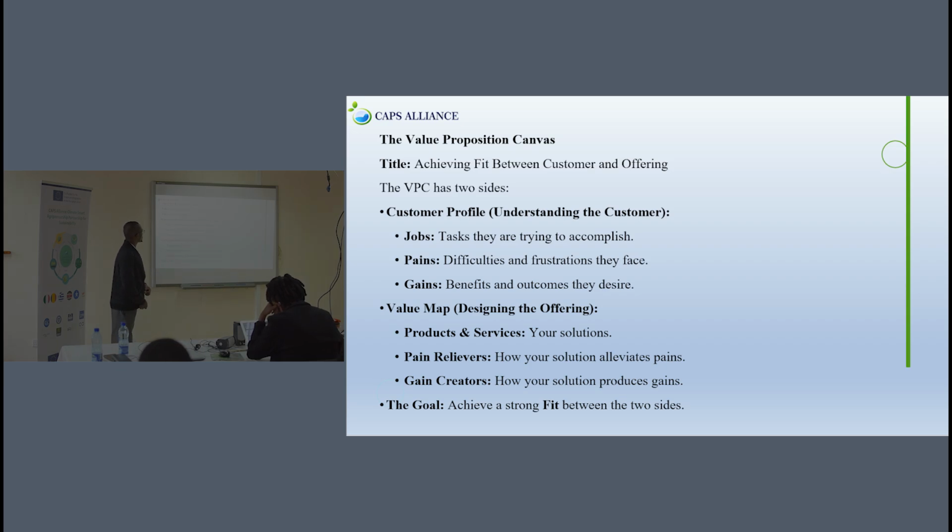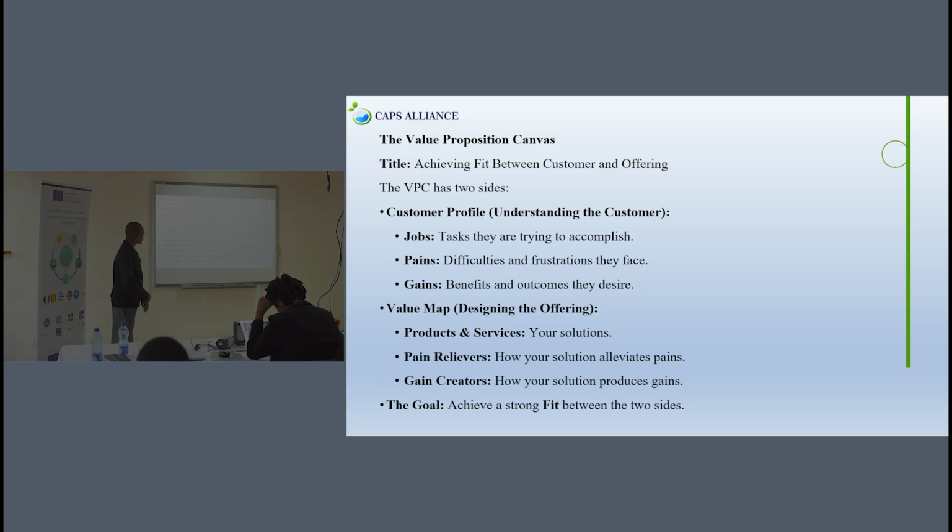Now here, the customer profile, understanding the customer. How do you understand the customer? You can give them some tasks to do as they are trying to accomplish, to see how they will accomplish some tasks. You can give them some job. So maybe, if you want to be an agripreneur, you can get small-scale farmers, and then you give them some seeds, and you tell them, can you go and grow these seeds, and then you bring the products, and then you can train them on what you expect them to do.